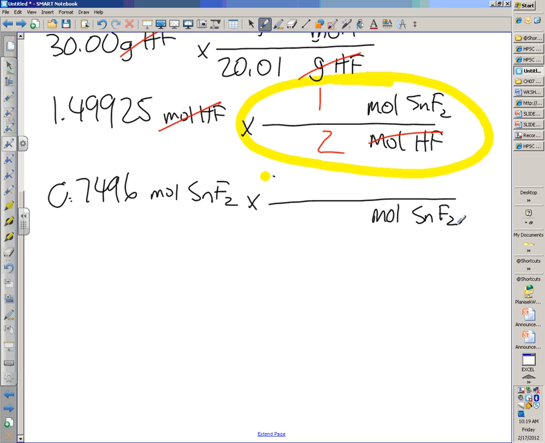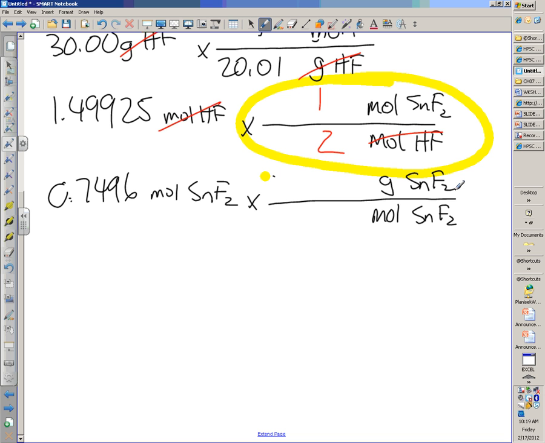So we got moles of tin 2 fluoride on the bottom of this conversion factor, right? And then what's going to go on the top of this conversion factor? Grams of tin 2 fluoride. Grams of tin 2 fluoride. What's with the Roman numeral 2? Don't worry about that. It's a chemistry thing.